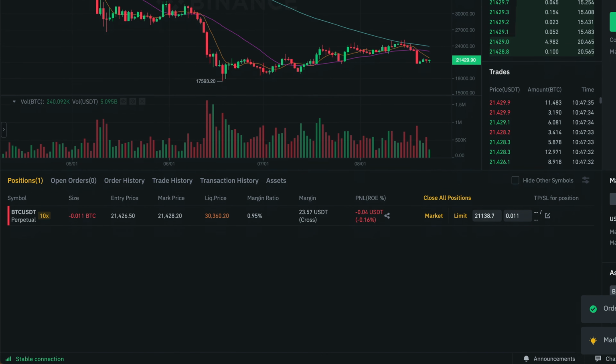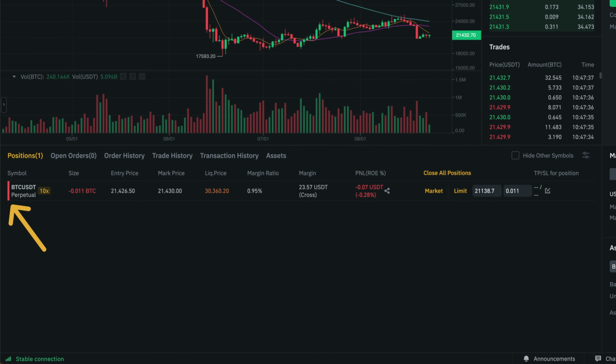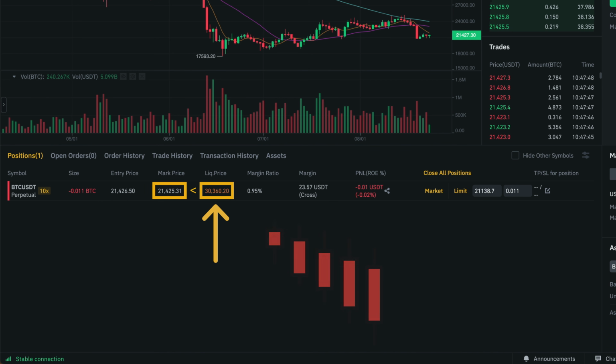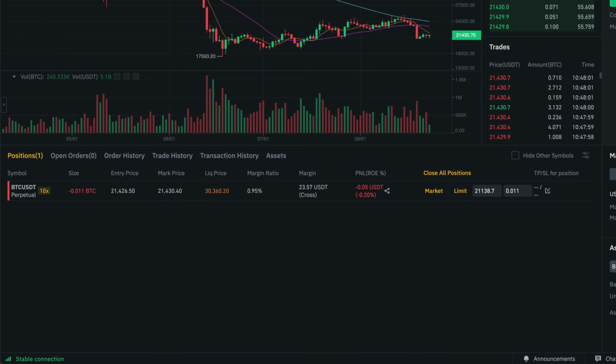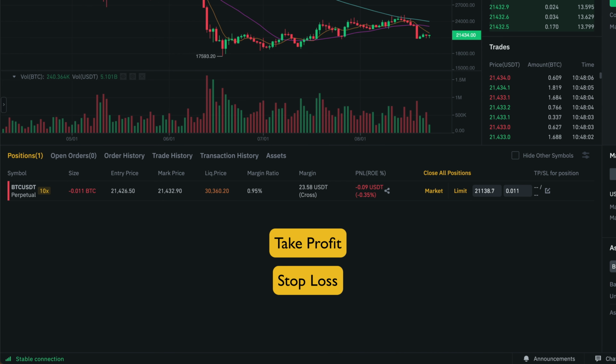In our open position, we can now see a red bar, which means that this is a short position. We also see that the liquidation price is above the current Bitcoin price, which makes sense because we're going short and we want the Bitcoin price to go down. However, when the price instead moves in the other direction, we're losing money on this trade. And if the price goes all the way up to the liquidation price, we will get liquidated. In order to manage our risk, we can also set a take profit and or stop loss for each position.